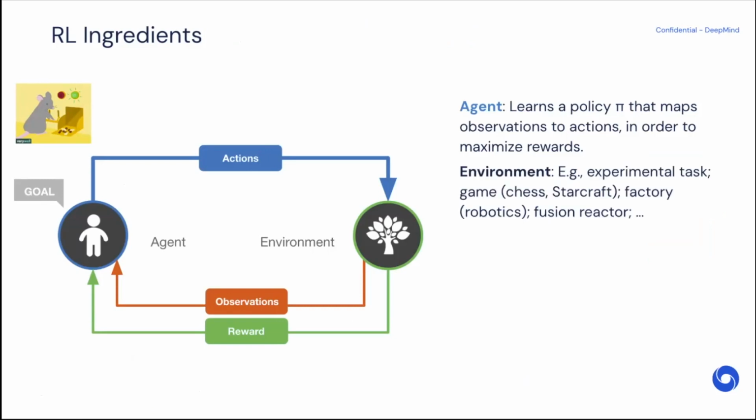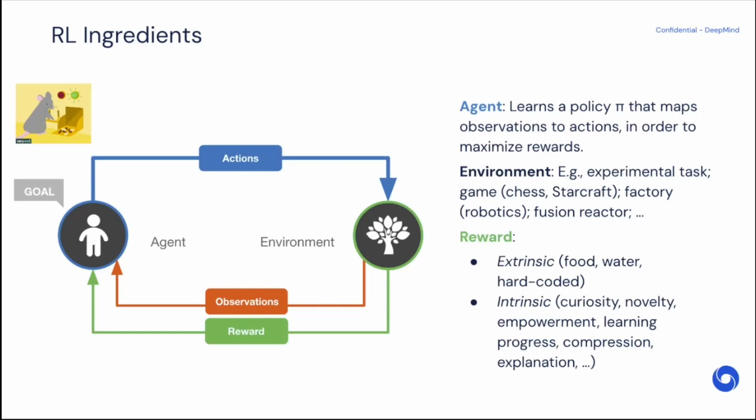We also need an environment. An environment can be a lot of things. It can be a game like chess or StarCraft. It can be a factory for industrial robotics. It can be a fusion reactor. It can be anything that the agent interacts with and tries to control or tries to do something with. And then the most important part, of course, is the reward. The agent wants to maximize reward. Most of the rewards are extrinsic, so for an Atari agent that's hard-coded: maximize your score. It can be food, it can be water, but it's much more difficult for biological agents, so we often assume that a lot of rewards are intrinsic, and there's a whole field of research on that.